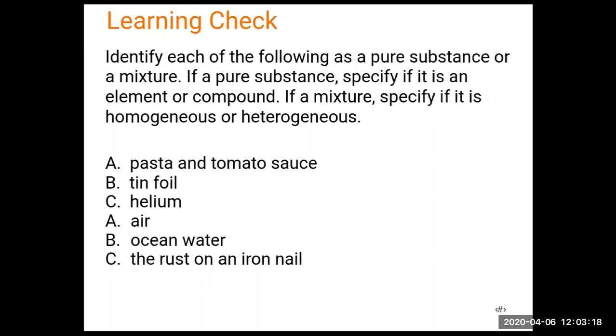So you can give it a formula, and I told you it's iron(III) oxide. So there is iron and there's the oxide. So it's made of at least two elements. It's made of oxygen and iron. So the rust is a compound. It's a pure substance. You can give it a formula, and the formula has more than one element. So that's a compound, a pure substance compound.